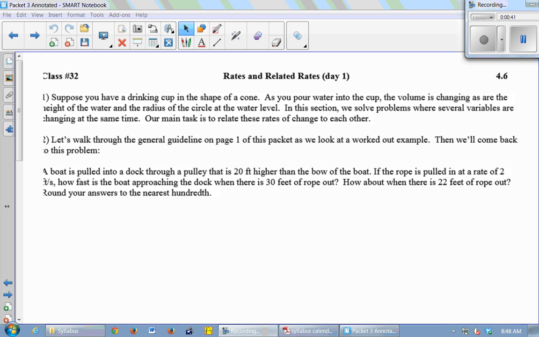So in this section, we're going to solve problems where several variables are changing at the same time. And our main task is to relate these rates to each other. So that's why they're called related rates problems.